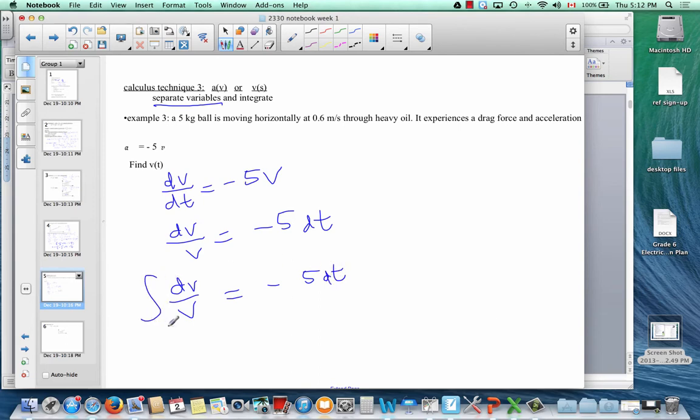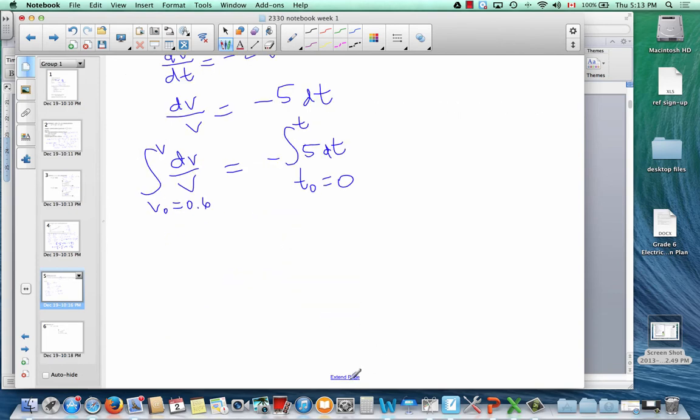So this is a velocity integral, so we're going to be integrating from some initial velocity to a final velocity. We see the initial velocity right here is given. And that is the initial time, which is just 0, up to some final time t. Now, the dt integral is trivial. The integral of minus 5 dt is just minus 5t, so you put in the upper and lower limits. From 0 to t, and you just get minus 5t. Okay, so the right-hand side wasn't too hard.